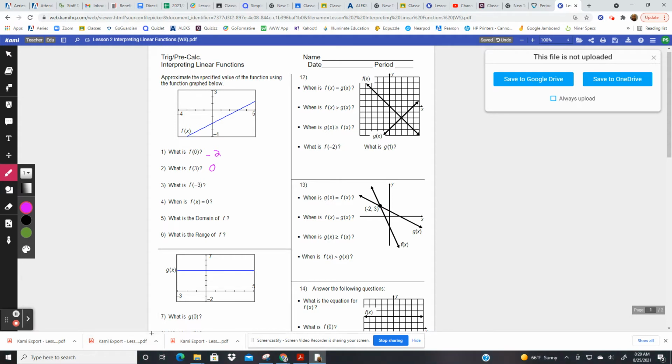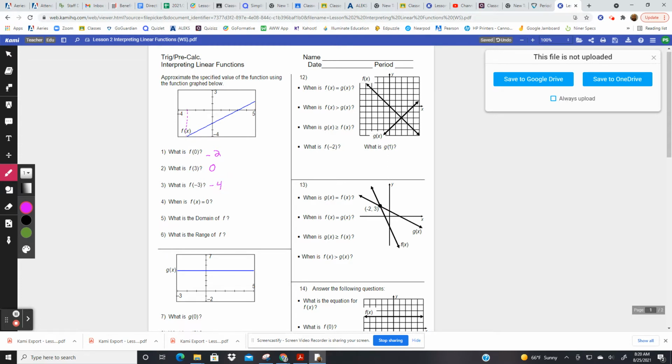Okay, and then f of -3. This one's a little bit harder because of where it's positioned. So when x is -3, you've got to kind of go down here, and it's supposed to be at -4. I know it's crooked, but f of -3 is -4.